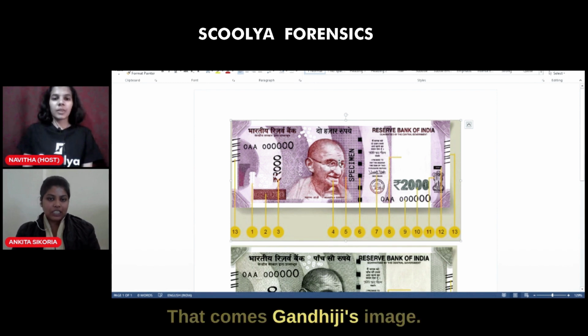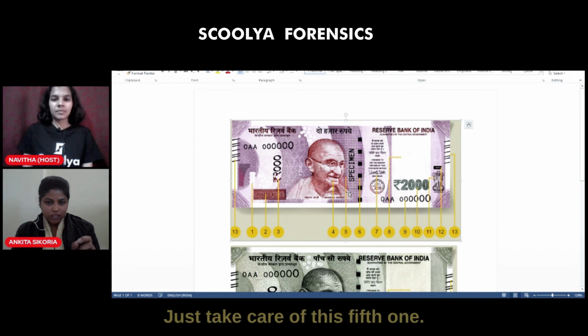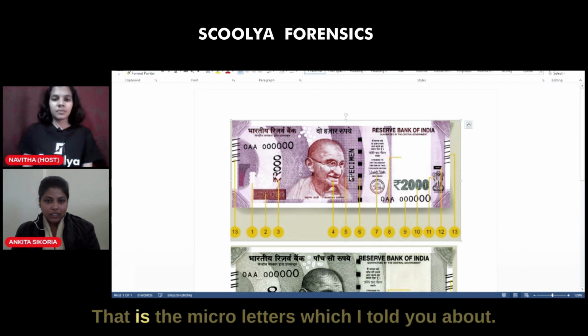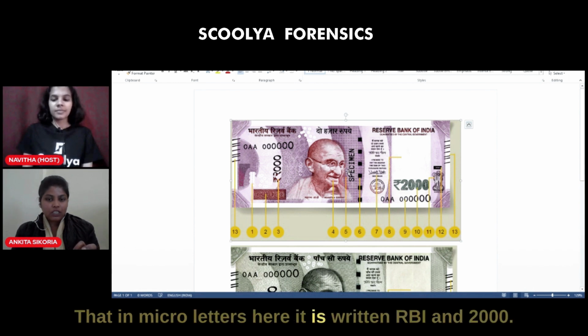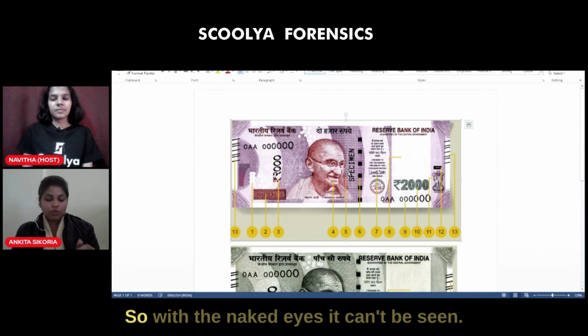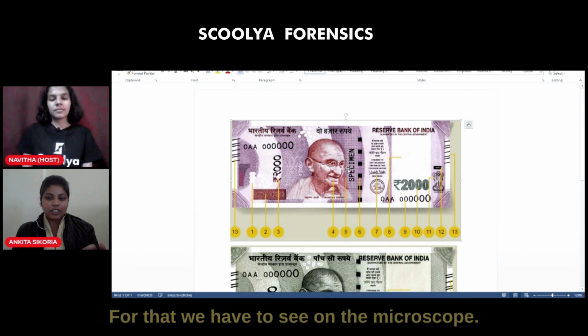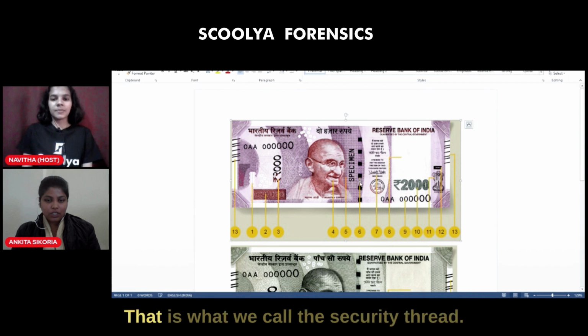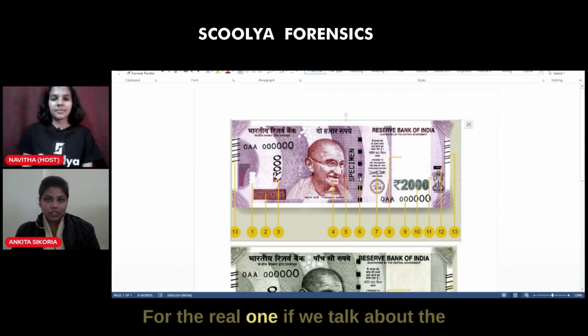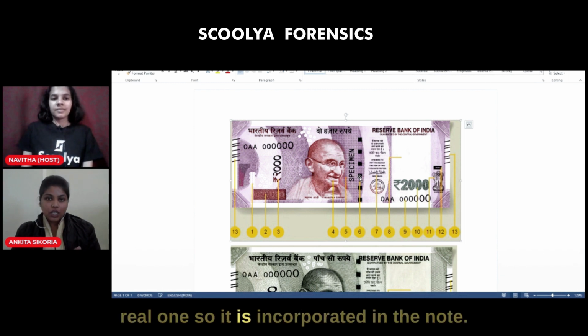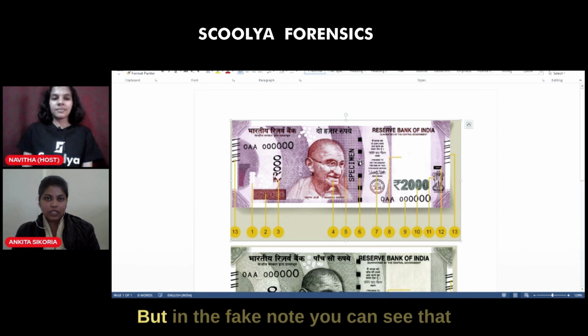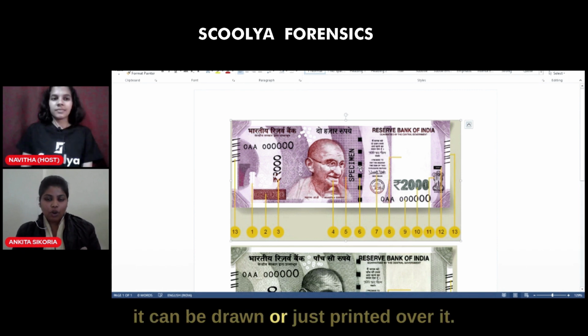Then comes Gandhiji's image. Then just take care of this fifth one, that is the micro letters, which I told you about. In the micro letters, it is written RBI and 2000. With the naked eye it can't be seen; for that, we have to see under a microscope. Then we come to what we call the security thread. In the real one, it is incorporated in the note, but in the fake note, it may be just drawn or printed over it.